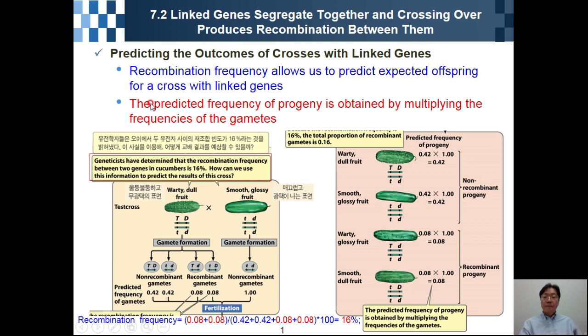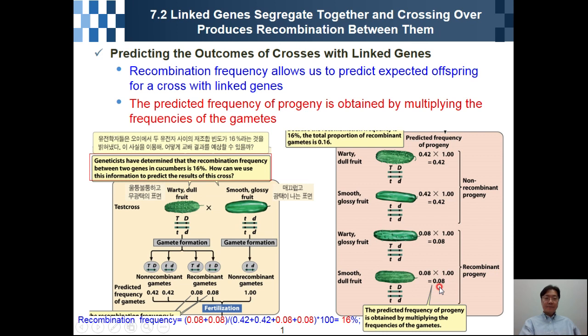So the predicted frequency of progeny is the product of this one and this one, and this one and this one, and so on, like this. For this one, the predicted frequency of the progeny is 0.42 and also 0.42. These are the non-recombinant progeny. How about this one? These are the recombinant progeny, and the predicted frequency is 0.08 and 0.08.